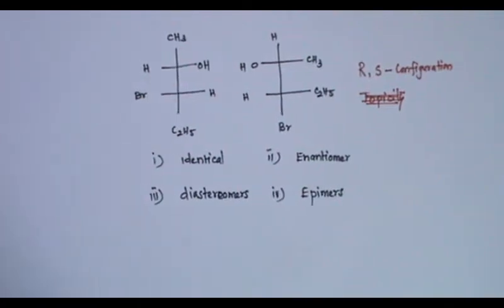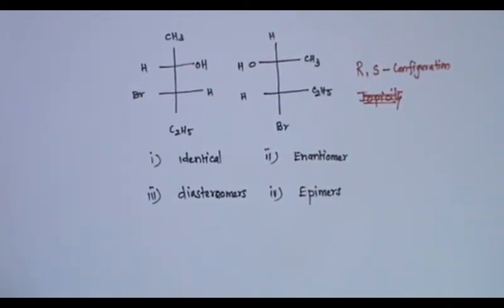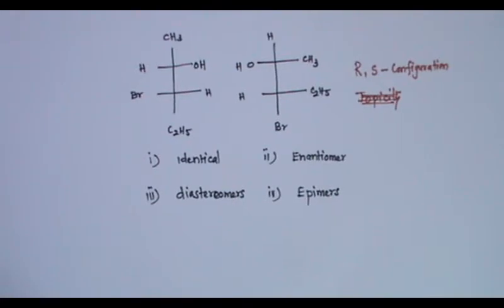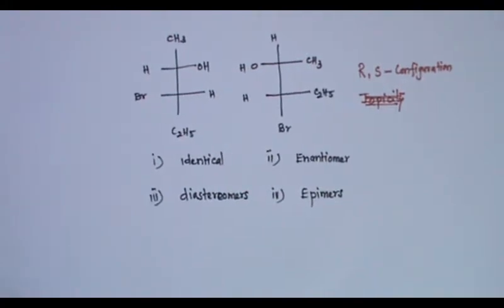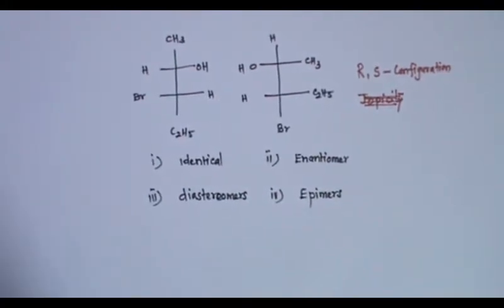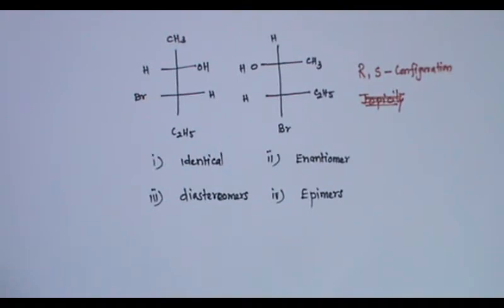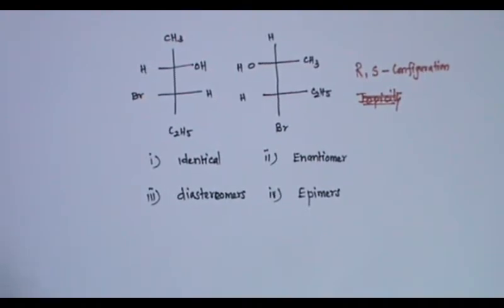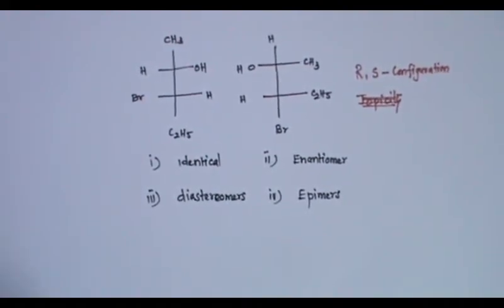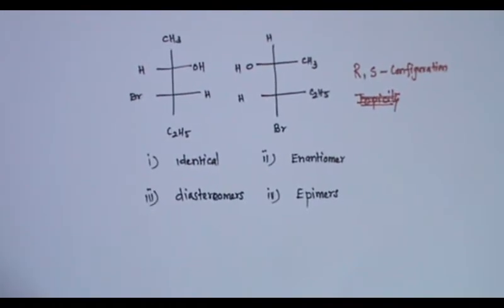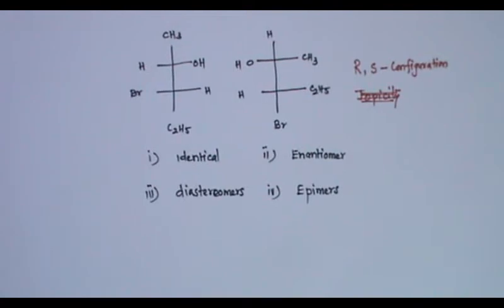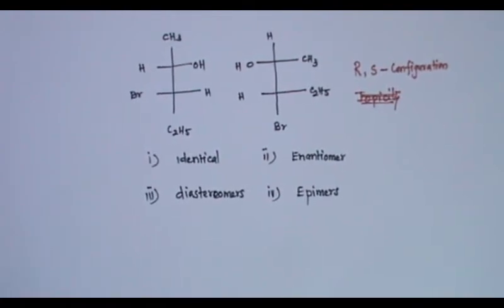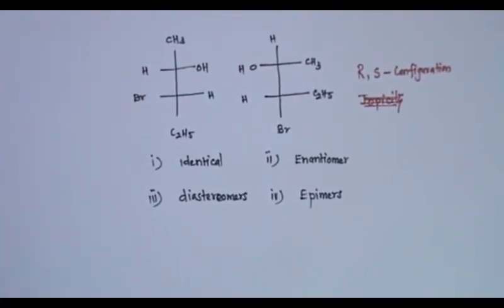In this video, we are going to solve a problem on assigning RS configuration. We are given two compounds in Fisher projection. What is the relation between them? That is the question. In order to find out, you have to assign RS configuration for these two chiral centers and check whether they are enantiomer, diastereomer, identical or epimers.